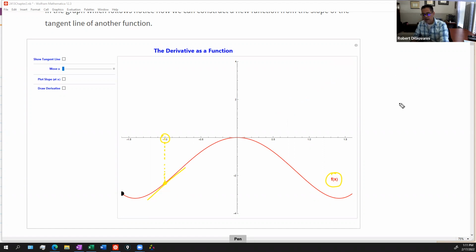So would you all agree with me if I said that the slope of this tangent line here, let me do a different color, the slope of the tangent line there, I'm just going to call it M, that it is some positive number? Agreed?